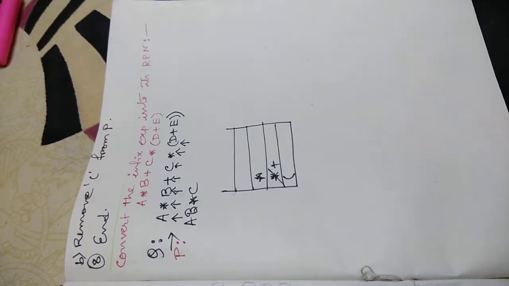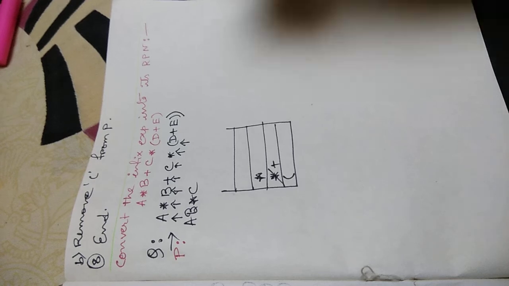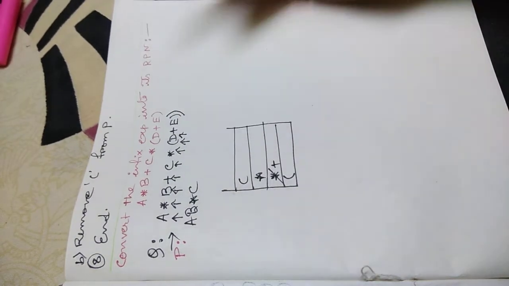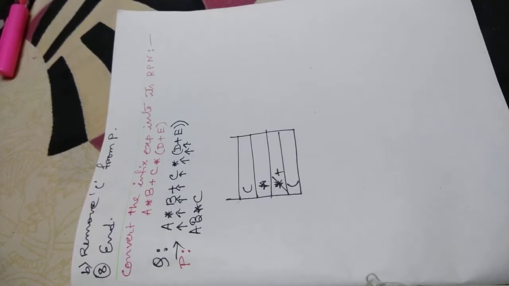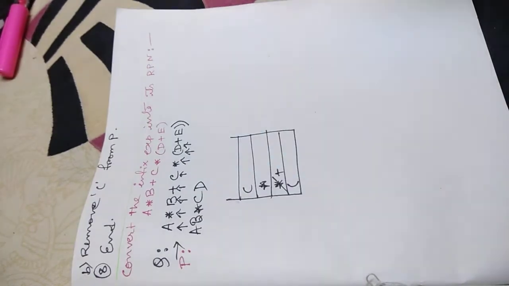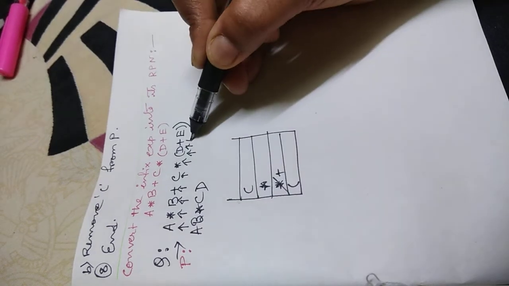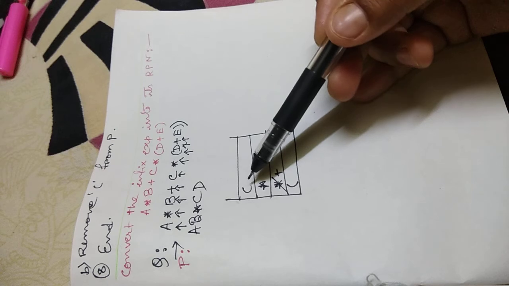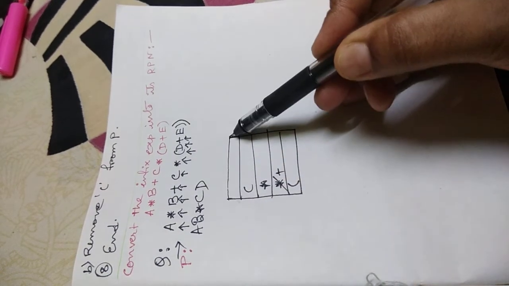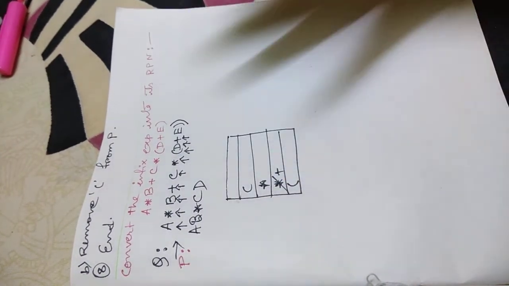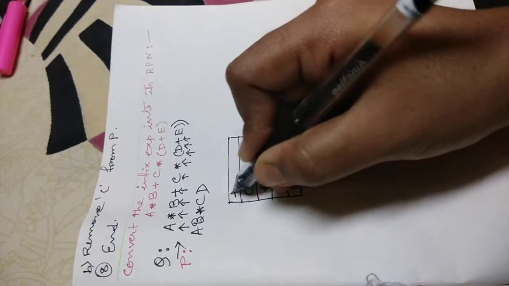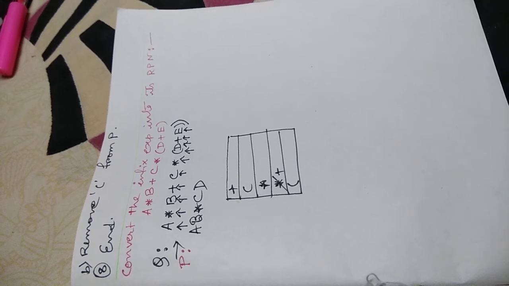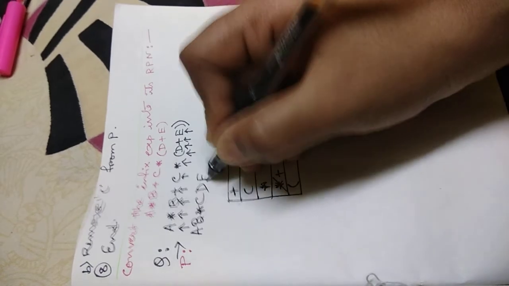Next is opening parenthesis. It is not an operator, so push it into the stack. Next is the operand D. D is an operand, so add it to P. Next, plus. Plus is an operator, but at the top of the stack there is an opening parenthesis, so it is not an operator. So we need not pop anything, right? Just push this plus into the stack. Next is E, which is an operand, so add it to P.